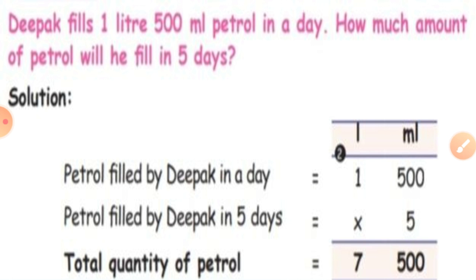Let's see another sum. Deepak fills 1 liter 500 milliliter petrol in a day. How much amount of petrol will he fill in 5 days? So actually they are giving the value for only 1 day. It denotes only 1 day. And you need to find out for 5 days. So actually they are asking for 1 to many, so you have to do multiplication.